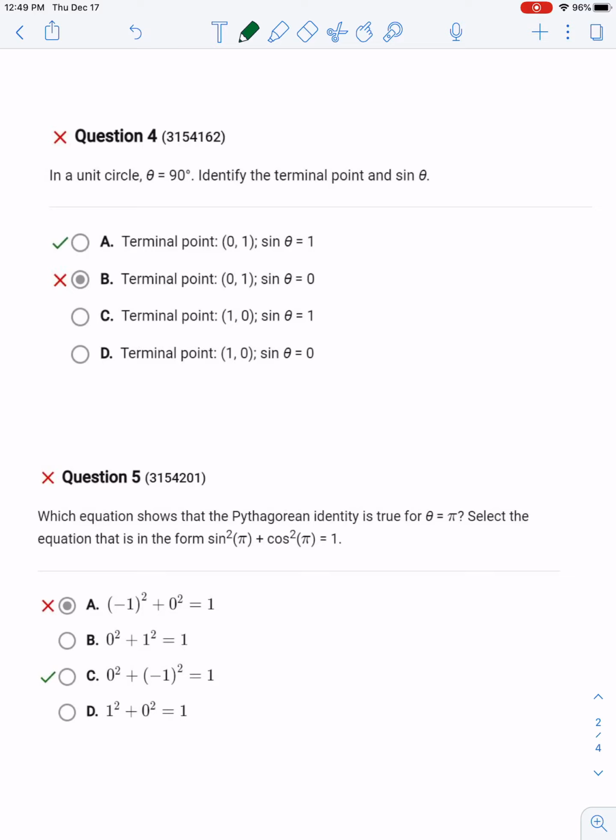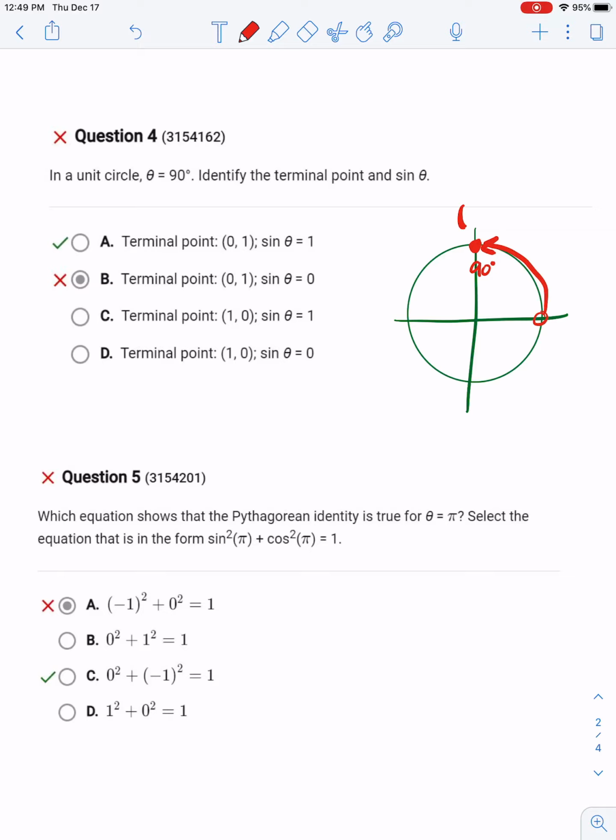All right, next question. In a unit circle, theta equals 90 degrees. Identify the terminal point and the sine of theta. So 90 degrees, I'm going to draw a quick unit circle here, kind of like we did on the last problem. 90 degrees is this point at the very top. Let's move this a little bit to the left. Okay, so 90 degrees is this point at the top. We start here at 0 and we're going to rotate a quarter of a circle, so up to 90 degrees. I want to know what is this point, okay? So again, that's one of our special points.